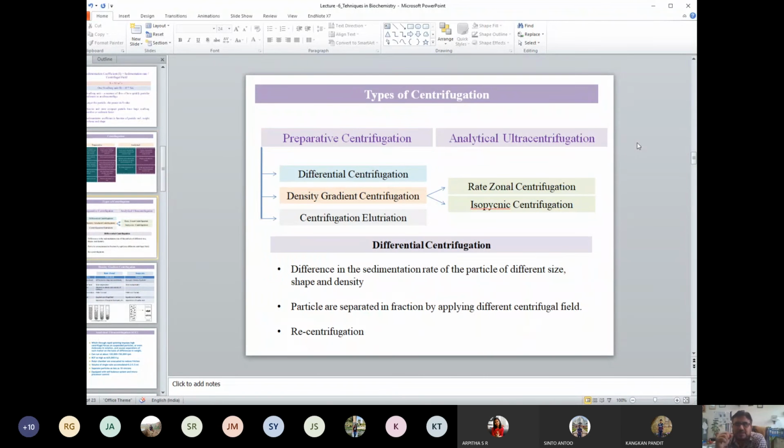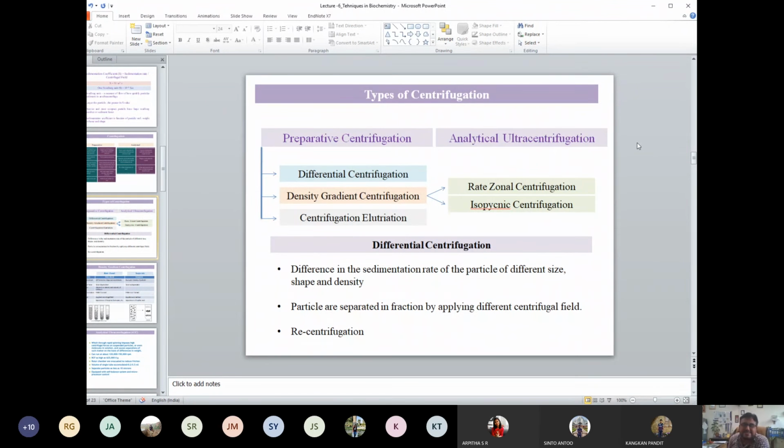If you classify these two, preparative centrifugation and analytical centrifugation, we have different types of preparative as well as analytical centrifugation. In case of preparative, we have three different types which are very popular. First is differential centrifugation. As the term suggests, differential means different. So there is a difference in the sedimentation rate of the particles, and that's why you can use this type of centrifugation for particles of different size, shape, and density. That's why the term differential.